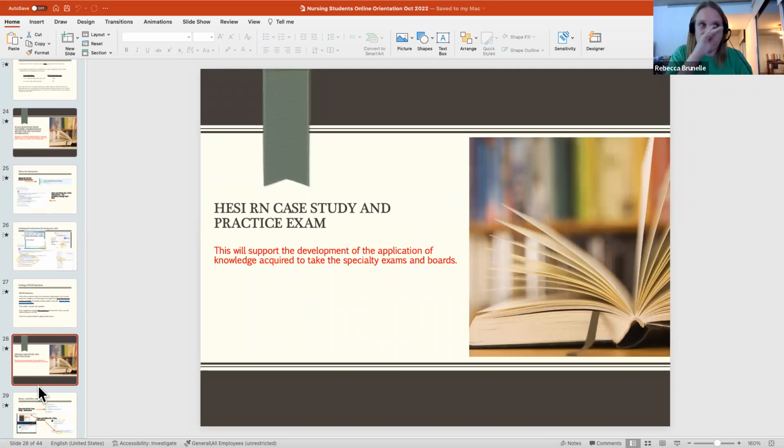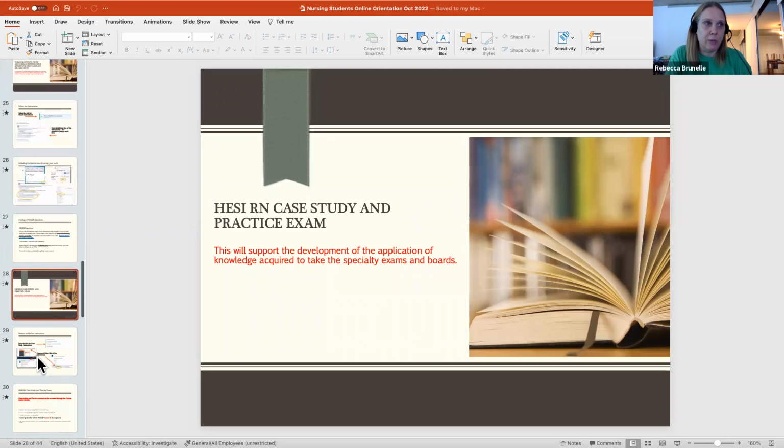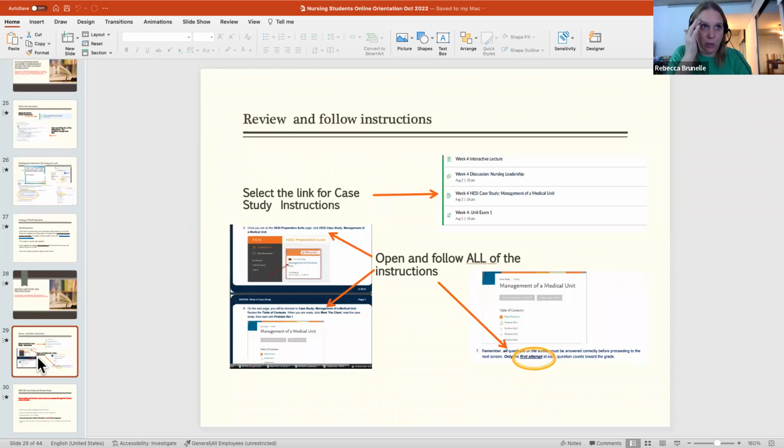And then your case study and your practice exam, these are both things that are part of HESI. There's a link in the Canvas shell to open the case studies. Unfortunately, you only get one attempt. So whatever you get on that case study, that's your score. And you don't need to upload anything. As soon as you finish taking it, it automatically transfers into Canvas and you'll be able to see your grade.